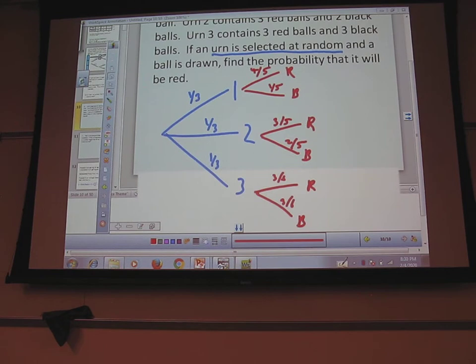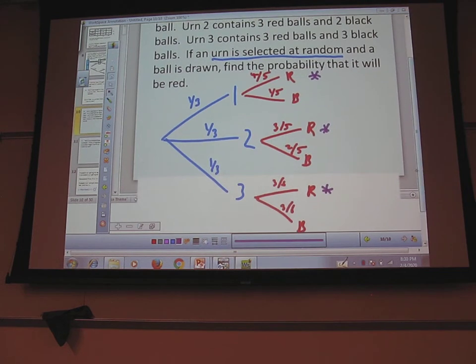So we care about these spots here. And so you guys did 1/3 times 4/5, and 1/3 times 3/5, and 1/3 times, I'm going to make this 1/2 because it's just easier number-wise. Now, if someone wanted to, they could have said, let's not go there.